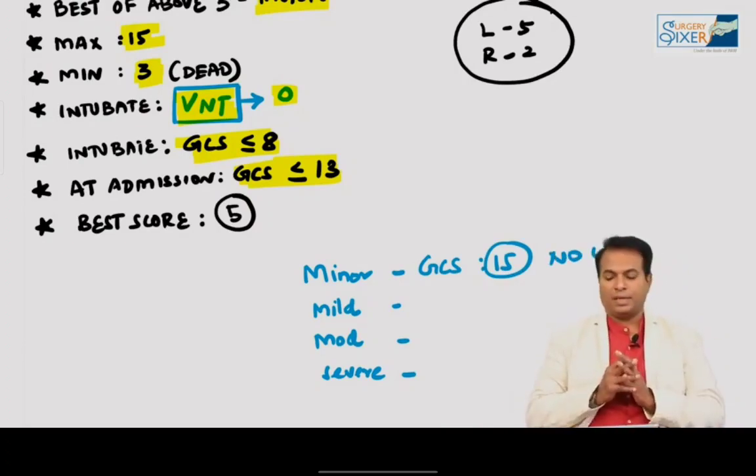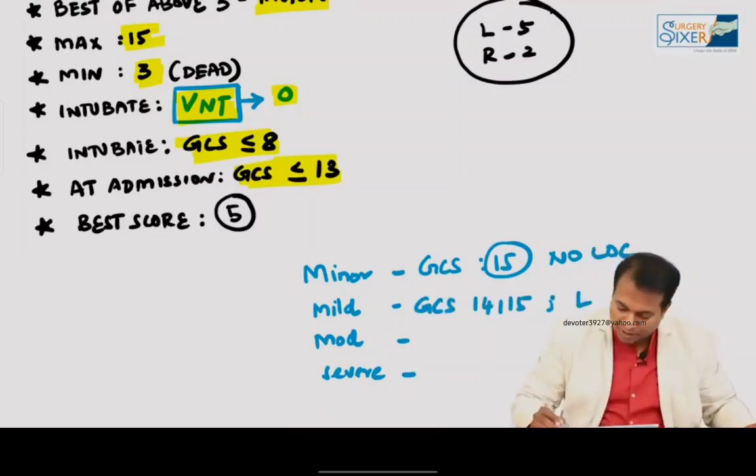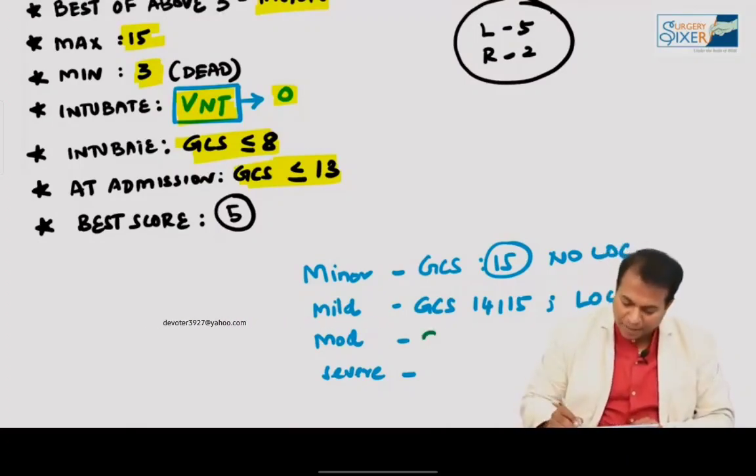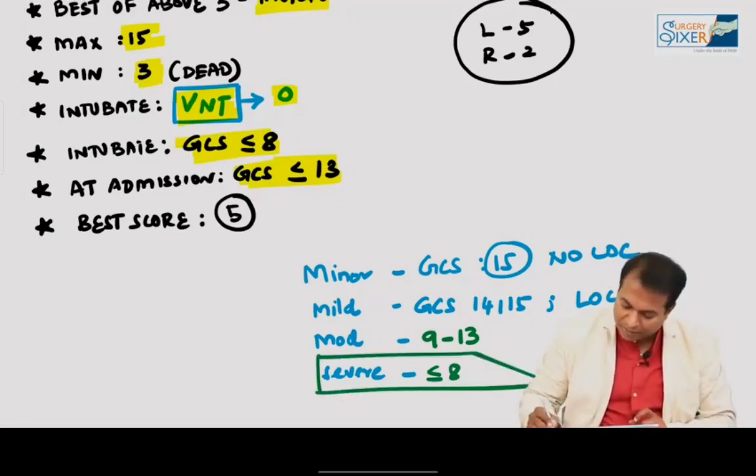No LOC at all. Just he is having a head injury, no LOC, GCS is 15. GCS 14 or 15 with LOC plus is mild. 9 to 13 is moderate, and less than or equal to 8 is severe. Now you can understand why I told you intubation. Intubation is done for severe head injury cases.